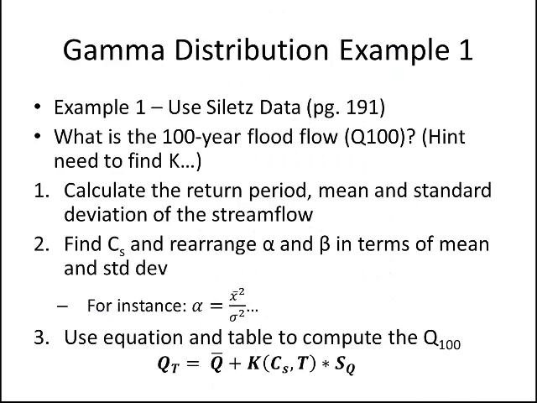So now all we need to do is take that K value that we found, stick it in here, multiply it by the standard deviation of our data, and add our mean, and we get our estimate of the 100-year flood flow using the gamma distribution. So make sure you complete that part and fill out that example nice and fully in your own terms.